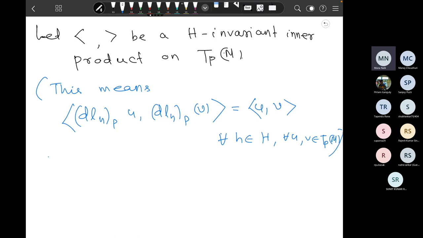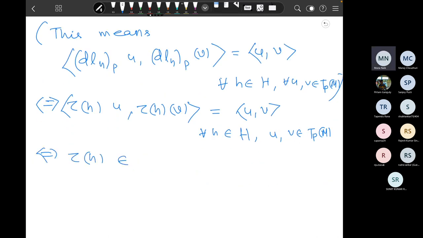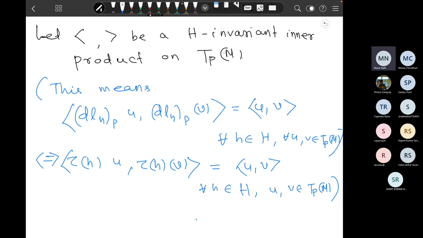This is equivalent to saying that tau H respects the inner product, where tau H is equal to DLH at P, for all H belonging to H and U, V belonging to TPM. There is one thing you should remember: H doesn't have any action on M itself, but DLH at the point P has an action on TPM. So H invariant really means that the inner product is invariant under the isotropy representation. This thing you must keep in your mind.